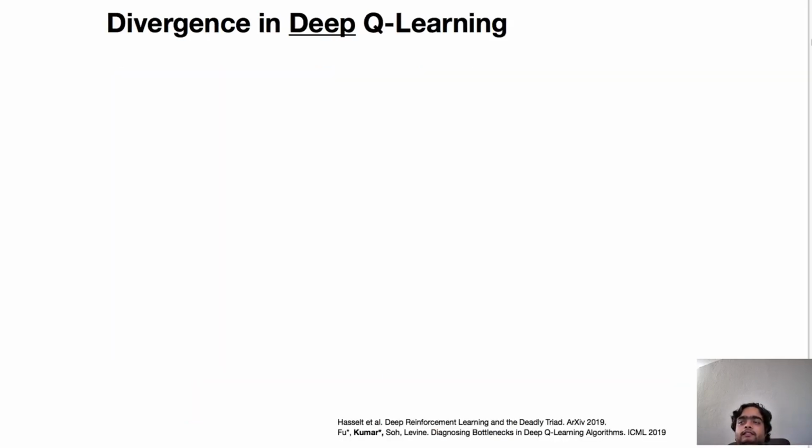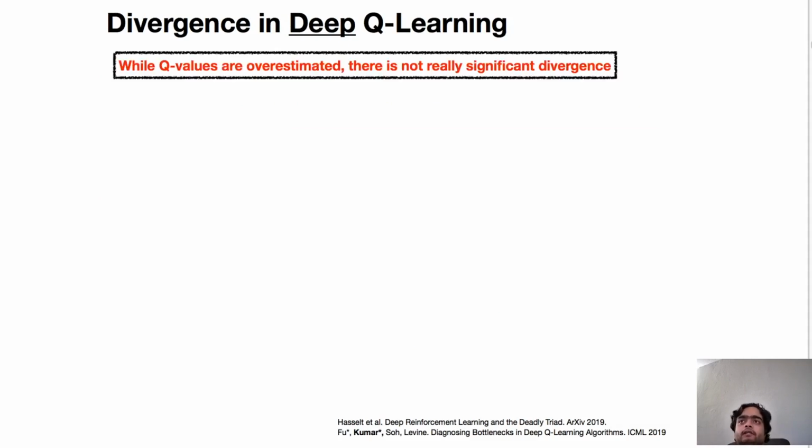Okay, so let's start with the divergence bit, which we had a little intro to at the beginning of this lecture. So, divergence in deep Q-learning. It turns out that when we train Q-learning algorithms on practical problems, with neural network Q functions, if the networks are large enough, you typically don't find a lot of divergence, but you probably find a lot of overestimation. The Q values would be overestimated a lot, but divergence may not happen too much.